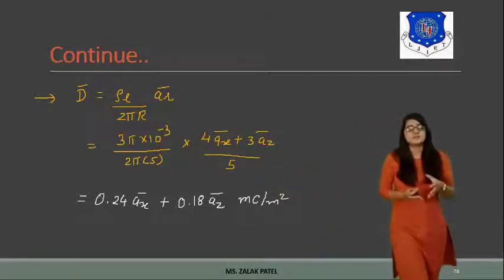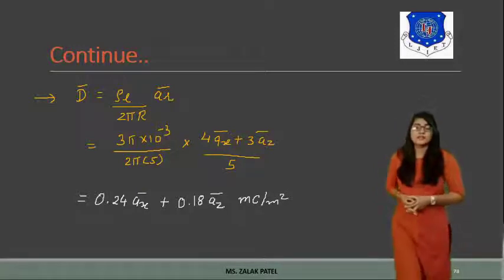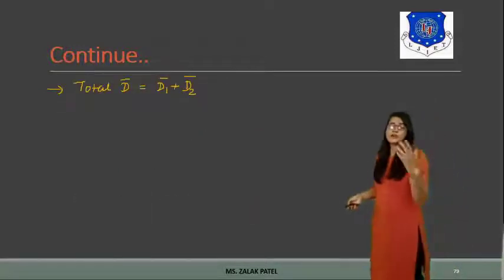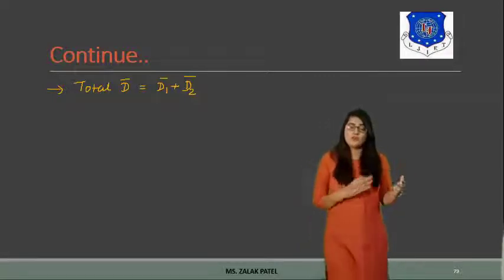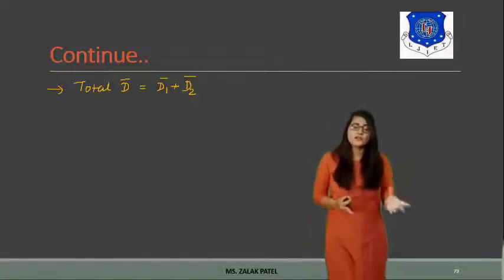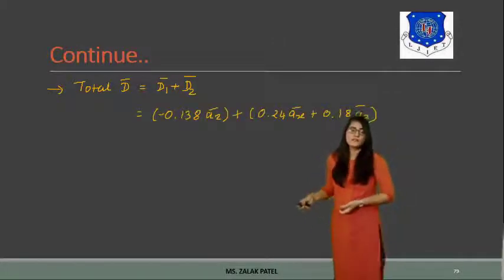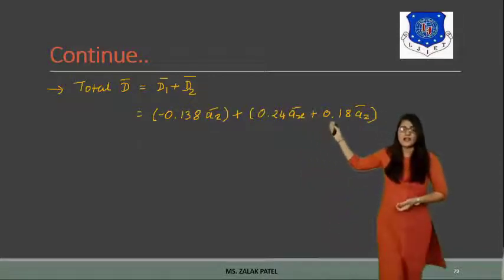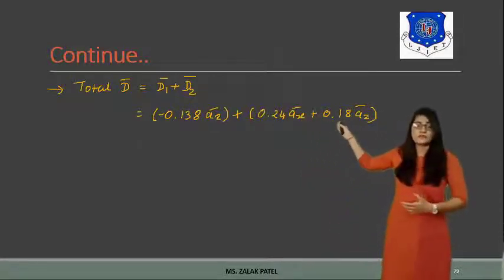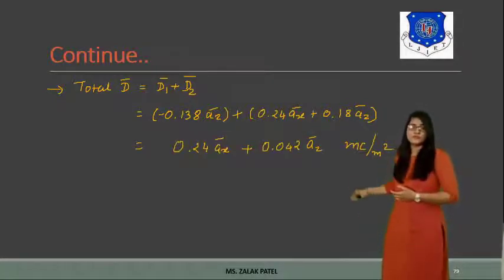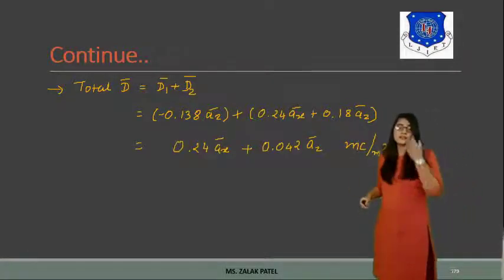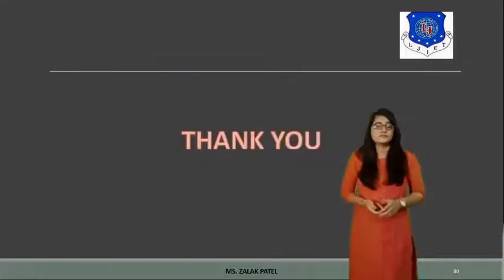Okay, so this is the example related to electric flux. Here, according to the superposition theorem, whatever distributions are given, you have to add them. Here a point charge and a line charge distribution are there, so simply you add them, D1 plus D2. That is −0.138 az plus 0.24 ax plus 0.18 az, which is equal to this. So this is our final answer for the flux density.